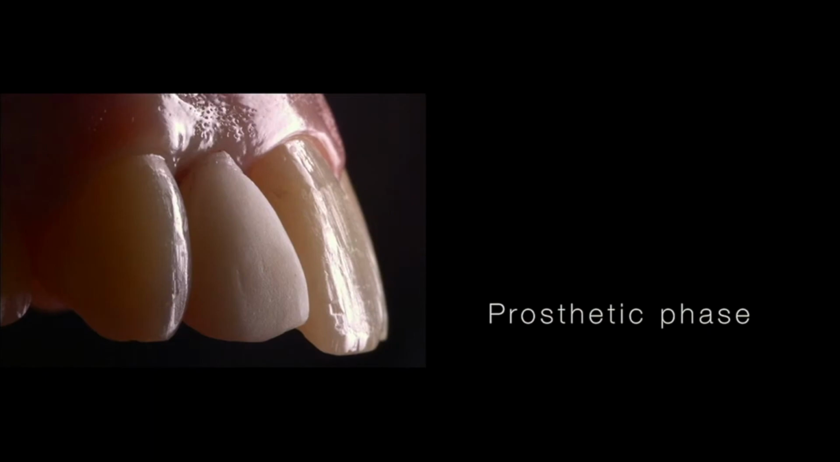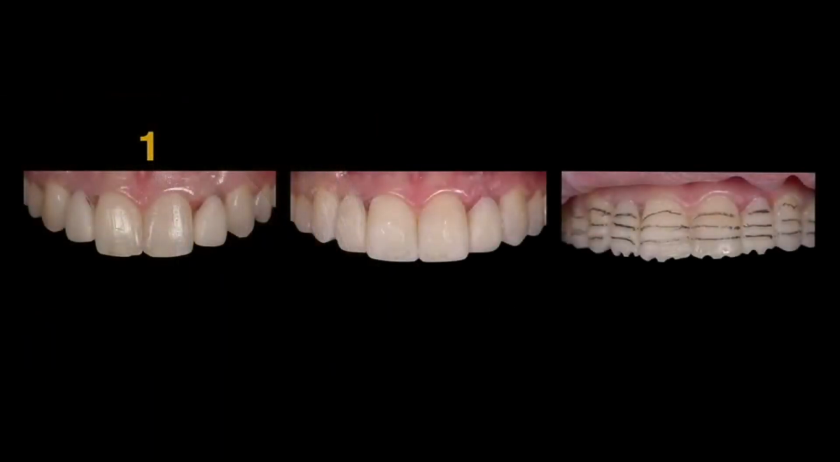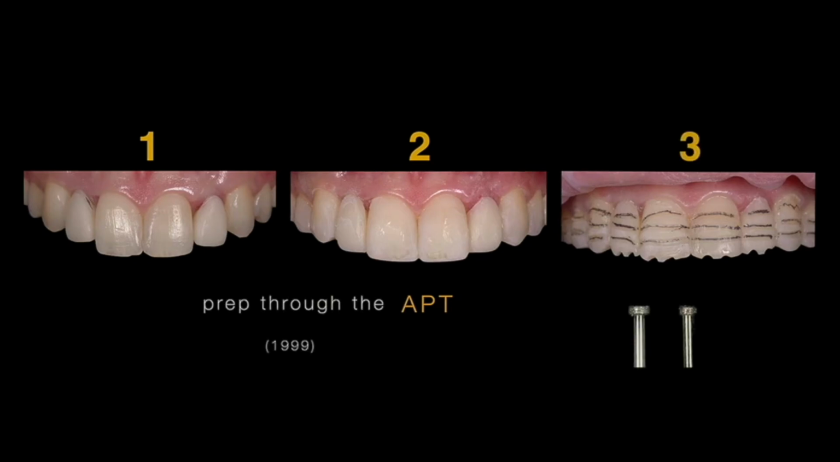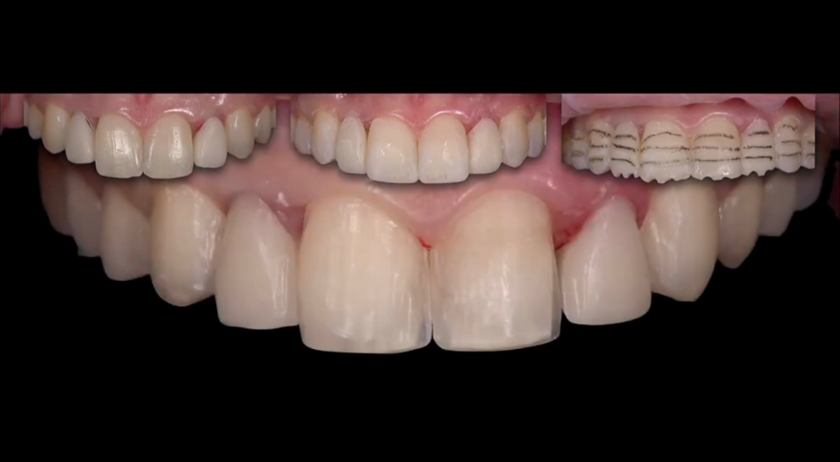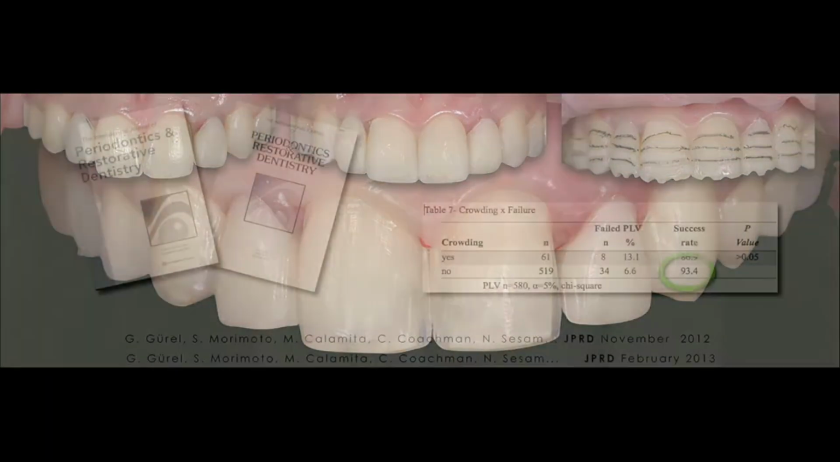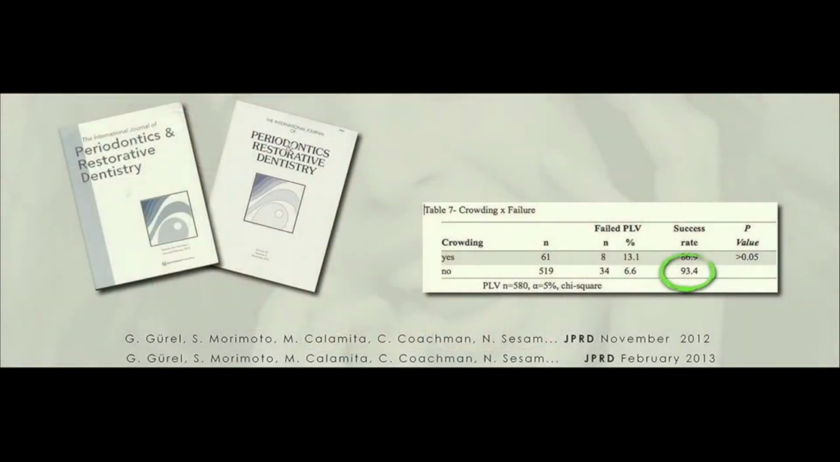So in this case, in the prosthetic phase, I'm again applying my 3 steps, which is a must. The beginning stage, second, placing my wax-up over the unprepped teeth, and third, prepping through the APT. And this is to be minimally invasive, and you can see how little we prepare the teeth, and the reason why I'm so paranoid about it is just behind this article we recently published.